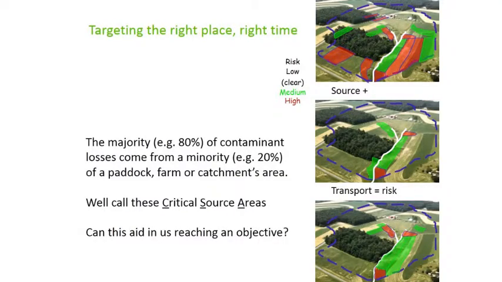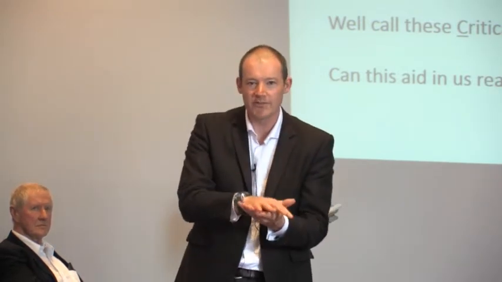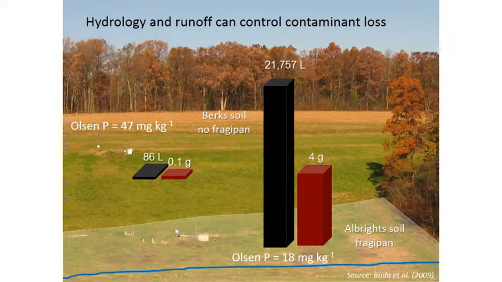Now, let's bring all this together. So we have a hypothesis which is gradually being proven, and this dictates that the majority of our contaminant loads come from the minority of our area, whether that be a catchment, a farm, a paddock, or within a paddock. We call these areas critical source areas, and so we can rank what those sources of contaminants can be from very low to high. We can do the same with those transport pathways, overlay the two, and we can get a reasonable map of what is happening. Question is, can this aid us in reaching our objective?